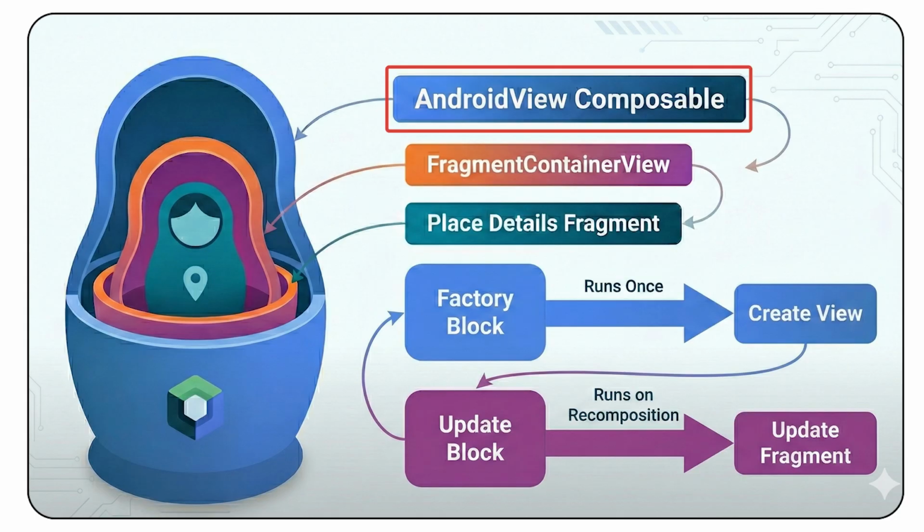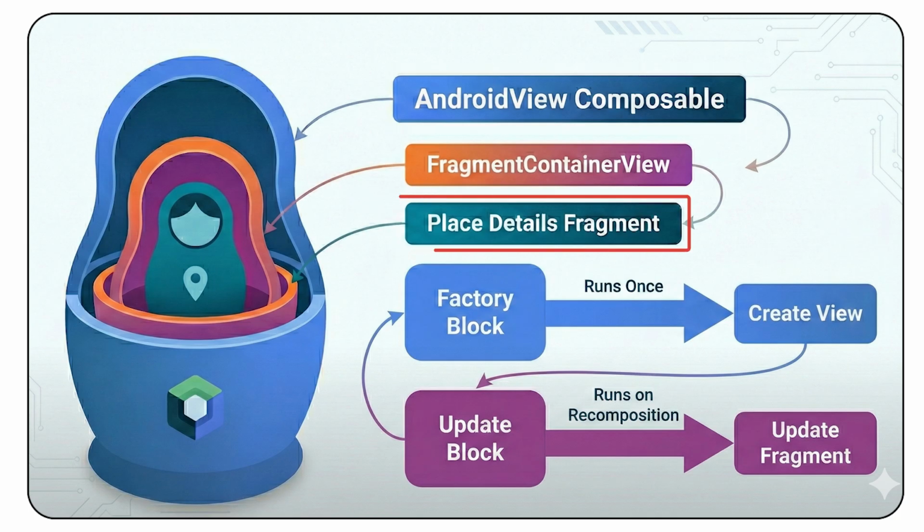But what if you need to use the Places UI kit components in a modern app using Jetpack Compose? This is where we put the Android view composable to work. Both Place Details Compact Fragment and Place Details Fragment are, of course, fragments. Therefore, we need to wrap the chosen fragment in a fragment container view and manage it via the Fragment Manager. Let's build this wrapper step by step.